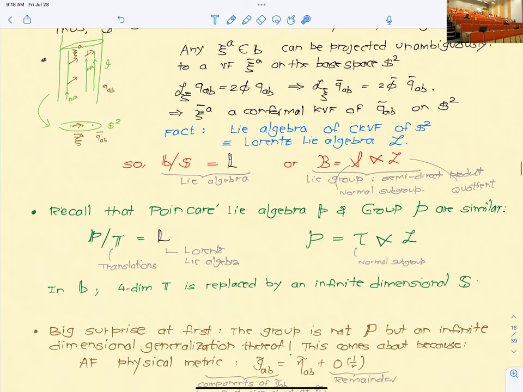And so this structure that I got up here is exactly the same as the structure of the Poincaré group. The Poincaré group also admits a normal abelian subgroup, and that is the translations. And the quotient is a Lorentz group. So the Poincaré group is also a semi-direct product of the translations with the Lorentz group. The difference is that here, the translations are replaced by supertranslations. This is a four-dimensional group, and this is an infinity-dimensional group. And that is a key difference up here.